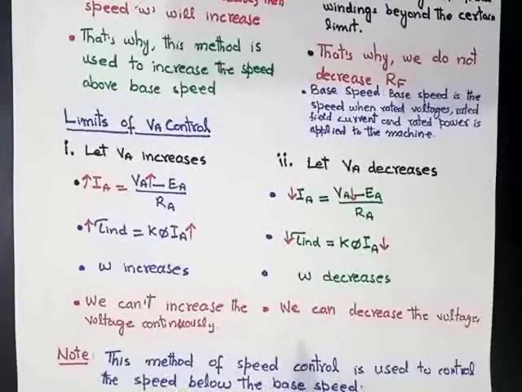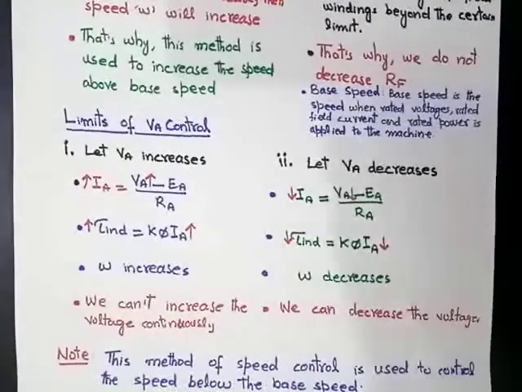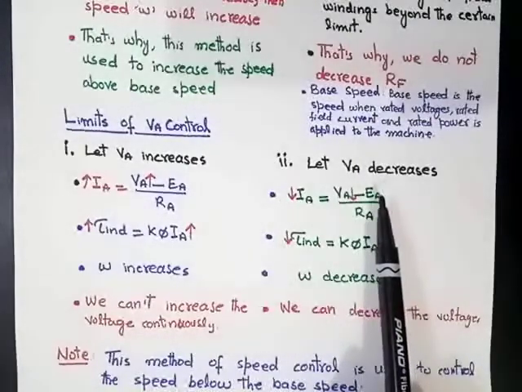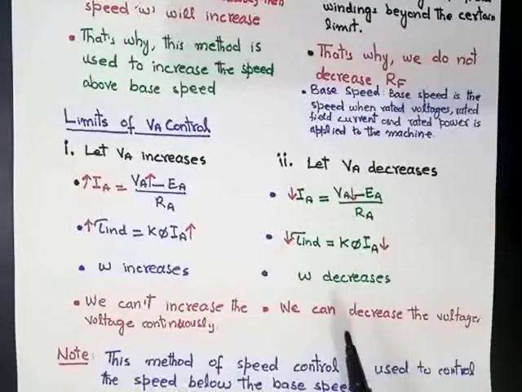We do not want to use those speed control methods which damage the motors. That's why we define the speed limits. We normally use this method to decrease the speed by decreasing the armature voltage. So that's why we define the speed limits.